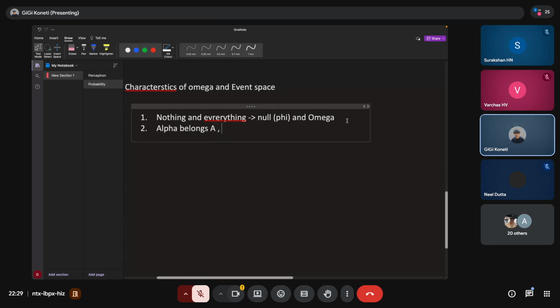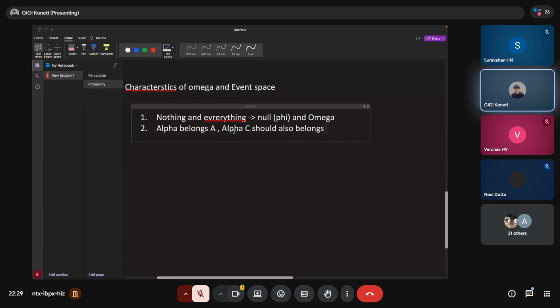Then क्या होना चाहिए? Alpha is a specific event or a function which we can say. Okay, so उसका complement. So alpha complement I'll be representing as alpha c should also belong to A. So अगर alpha, which is a subset of A, which belongs to A, is there, then alpha c, that is alpha का complement जो है वो भी होना चाहिए किसमें? That is event space में.